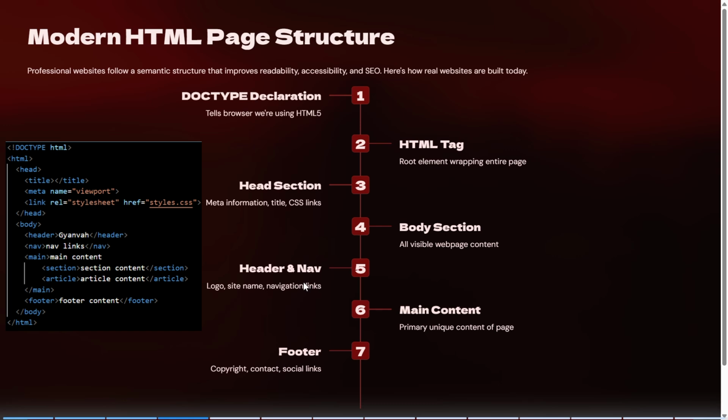Next comes the main element. The main tag wraps the primary content of the page, the part that is unique to that page. Inside main, we often divide content into sections.